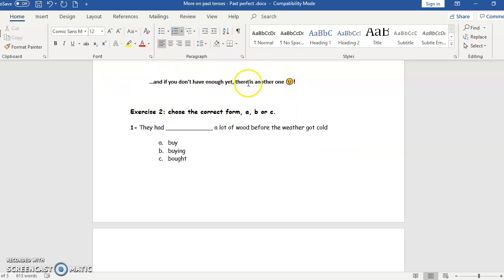If you don't have enough yet and you want to do another exercise, this one is a little bit more difficult because here you have to choose the correct form of the verb. It's either A, B, or C. It could be the past tense, it could be the past participle. You have to try to choose the right form. So read the sentence first. They had, and then comes buying, bought a lot of wood before the weather got cold.